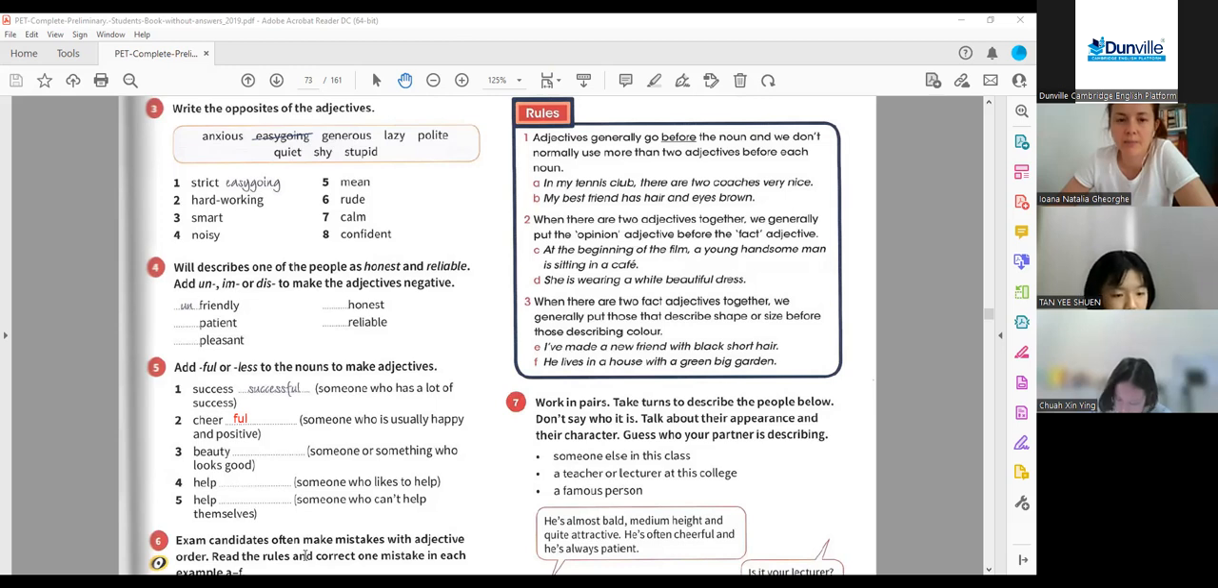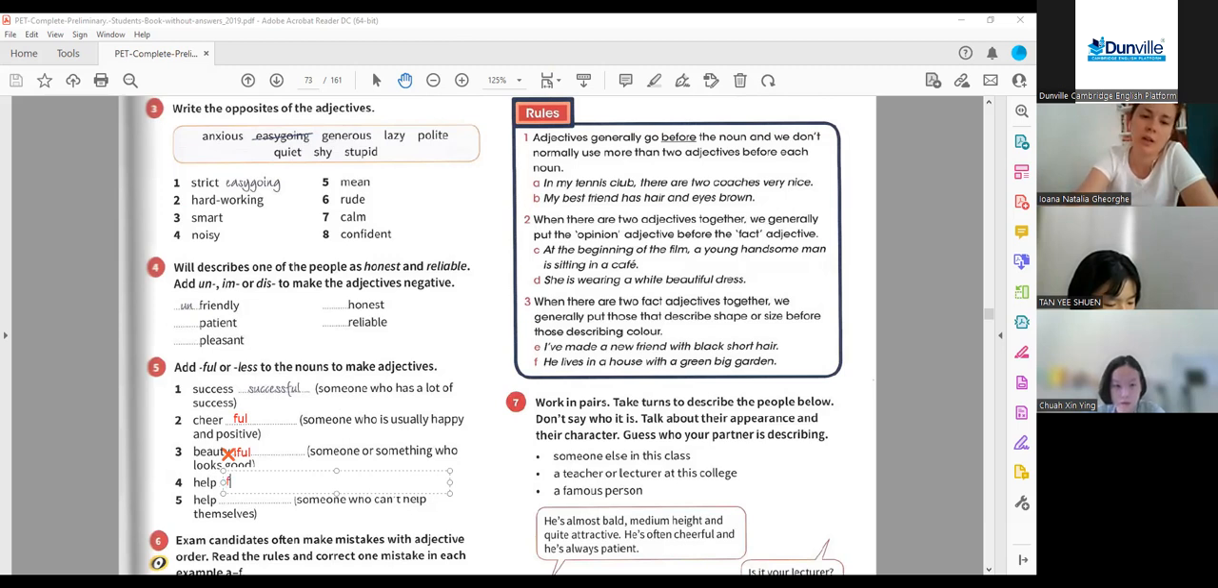Someone or something who looks good. Tan. Beautiful, except the Y turns into an I here. Beautiful. Very good. So get rid of the Y and turn it into an I. Someone who likes to help. Helpful, very good. And the last one, someone who can't help themselves. Tan. Helpless, very good, helpless. Okay, very good, girls.